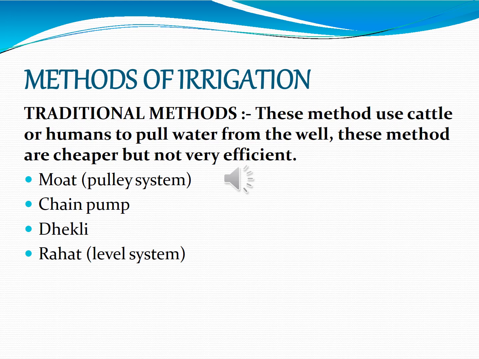Methods of irrigation. There are two methods of irrigation: traditional methods and modern methods of irrigation. Let us look into the traditional method. These methods use cattle or human power to pull water from the well. These methods are cheaper, but they are not very efficient. Some examples given in your book are Moat, which is called the pulley system, chain pump, Dekli, and Rahat. In the next few slides you can see the pictures of these traditional methods of irrigation.